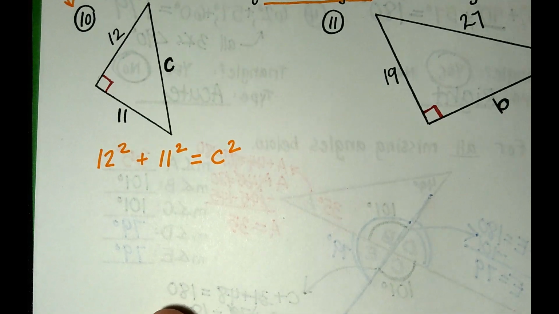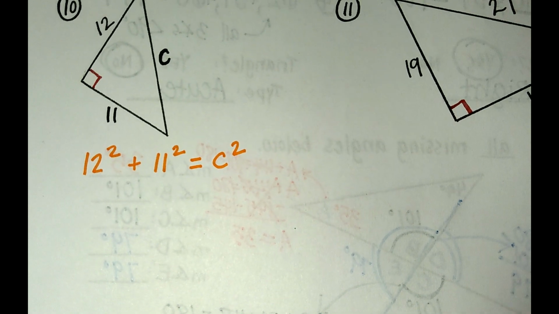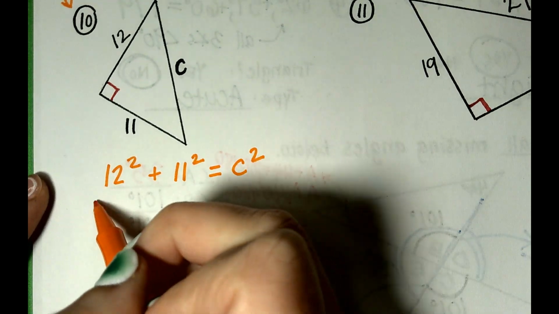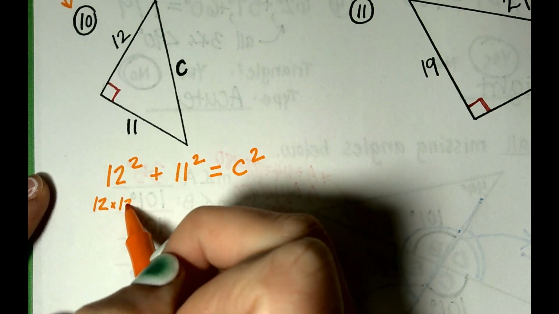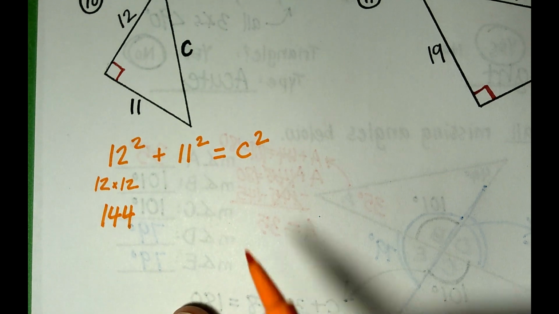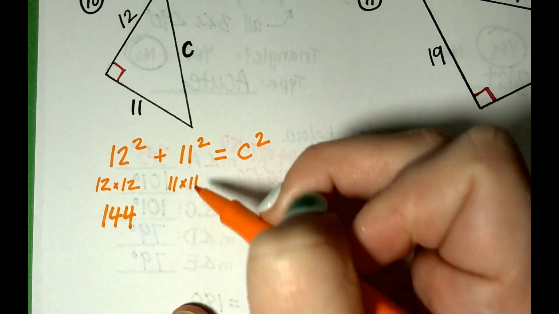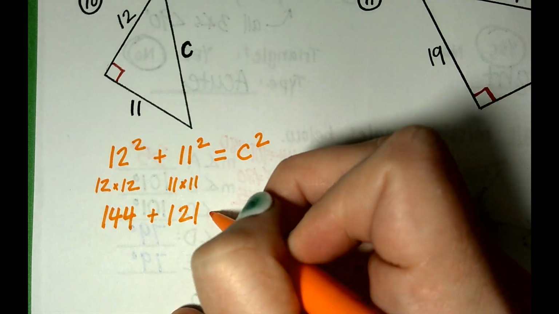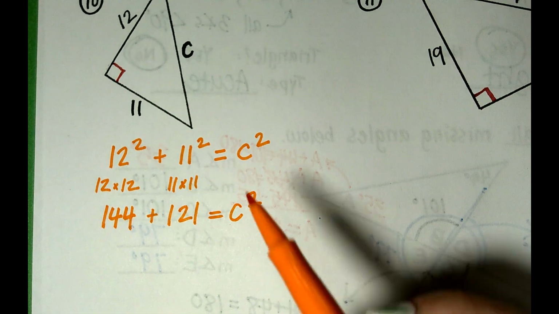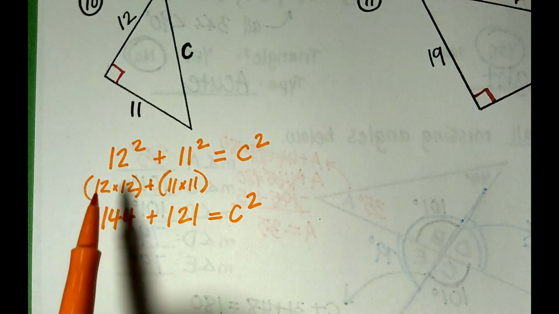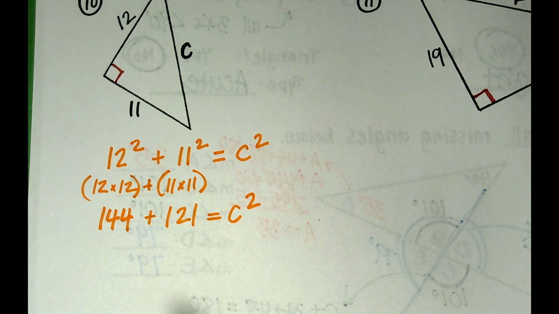What would I do next? Titania, go ahead. Take 12 times 12, you'll get 144. 12 times 12 is 144. And then 11 times 11, you're going to get 121. Good. 144 plus 121 equals c squared. So remember, when you square a number, you're just multiplying it by itself. I wrote that out in case it's helpful to you.